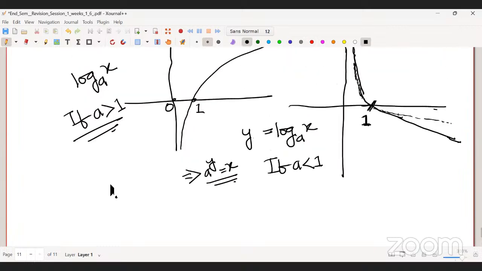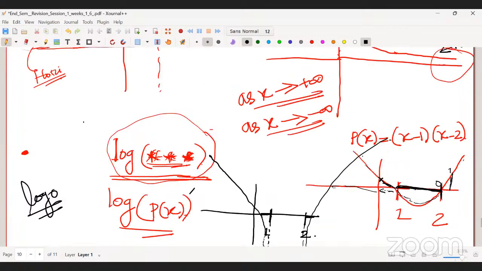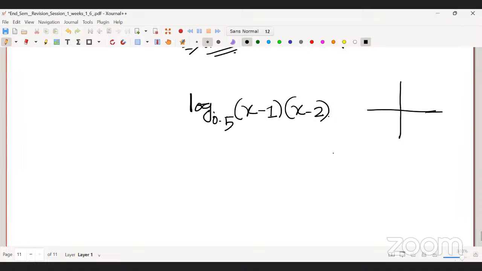Okay, so let's say you consider this function. Suppose you have a graph, log base 0.5 of (x minus 1)(x minus 2). This is the graph for the polynomial P of x.